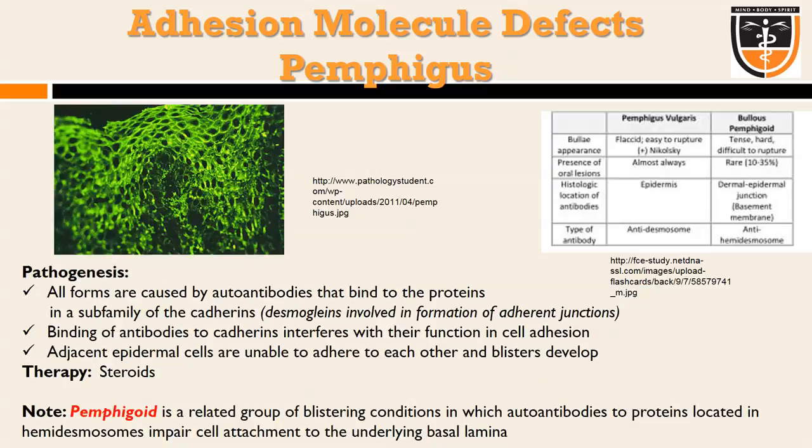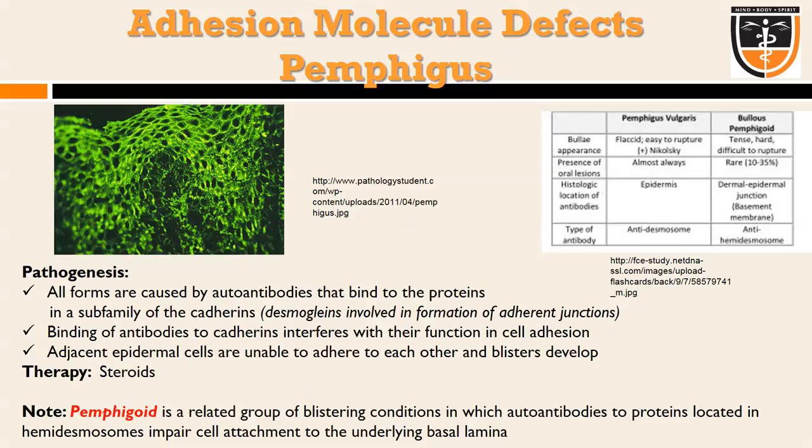We mentioned already. All forms are caused by autoantibodies that bind to the proteins in a subfamily of cadherins. So you remember those cadherins attach two cells? So these people develop autoantibodies against those cadherins. And these cadherins are actually mainly from a group of desmogleins, which are involved in the formation of adherent junctions. You remember those adherent junctions? So what's going to happen is the adherent junctions will be destroyed, desmogleins in it, that are part of the cadherins will be destroyed by the autoimmune effect. Okay? So again, binding of antibodies to cadherins will interfere with their function in cell adhesion.